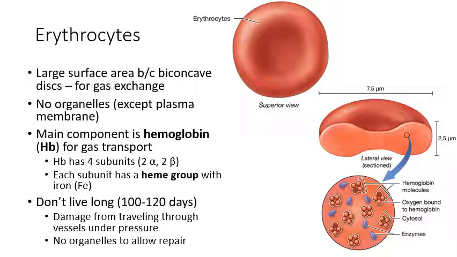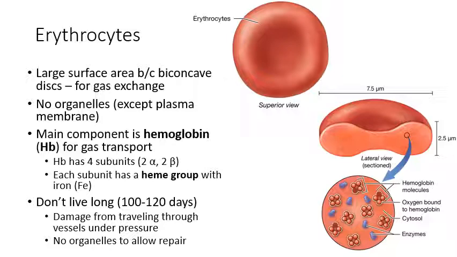Erythrocytes are also fairly unusual in the body because they don't live very long. You have a lot of cells that don't live a long time, but most of your cells do live for quite a long time. Erythrocytes only live for 100 to 120 days, so about 4 months. They're constantly getting damaged as they're traveling through the blood vessels because they're going through under pressure. Some of these vessels are small and they're being forced through there under a high pressure, and it just kind of bangs them up.